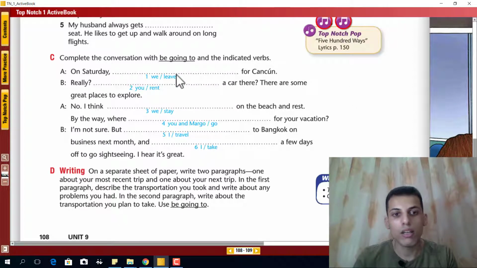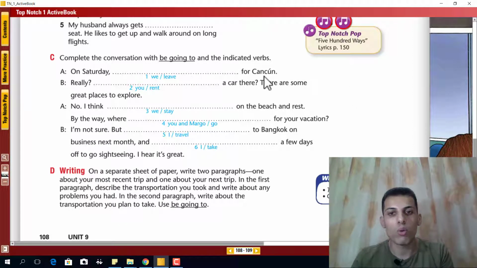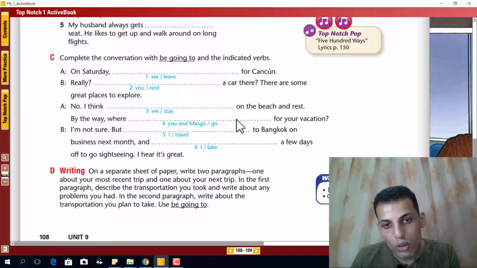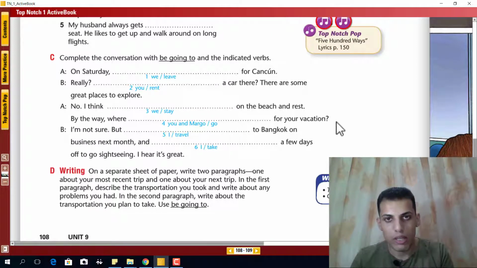Right. So on Saturday, we're going to leave for Cancun. Really? Are you going to rent a car there? There are some great places to explore. No, I think we're going to stay on the beach and rest. By the way, where are you and Margot going to go for your vacation?